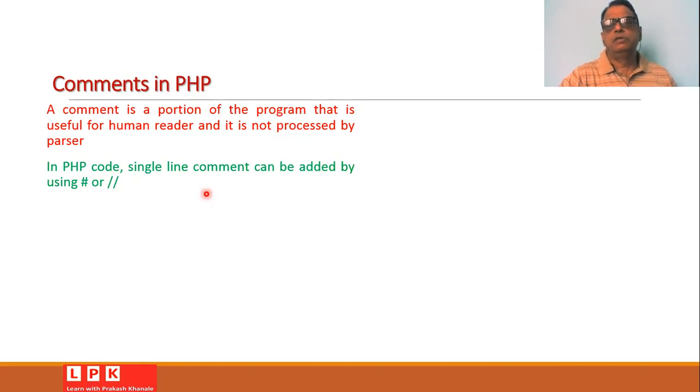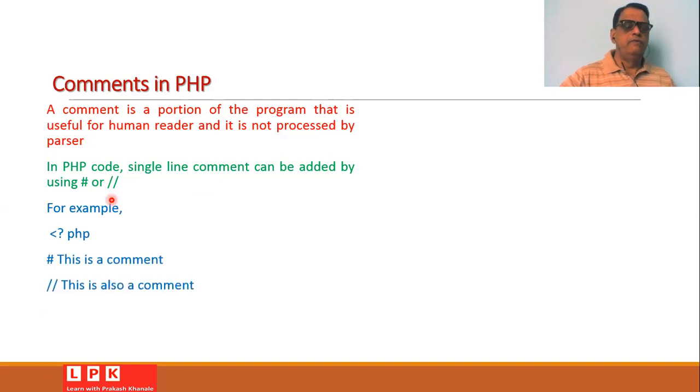In PHP also, it's possible to write comments. Whenever you want to write a single line comment, you can use a hash at the start of the line, or you can use a double forward slash to indicate that this line is a comment line. For example, if I'm writing some PHP code, we know that we need to include the PHP code within these tags. And if I want to write a comment, you can write it using a hash, or you can use a double forward slash to indicate that this is a comment line.